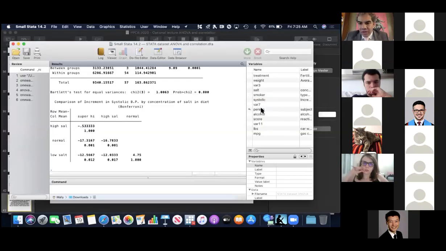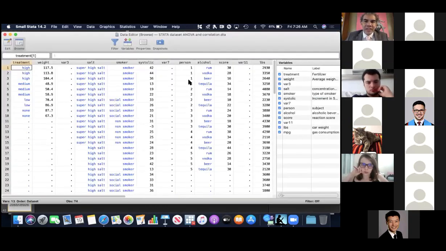Here I have person, alcohol, and my reaction score. I go to my data browser and I see here, I have 5 persons. 1, 2, 3, 4, 5. Each person took 1 beverage per day. Person 1 took rum, the other day took vodka, the other day took beer, and the 4th day was tequila. And the second person, the same, rum, vodka, beer, tequila, and that's the way.